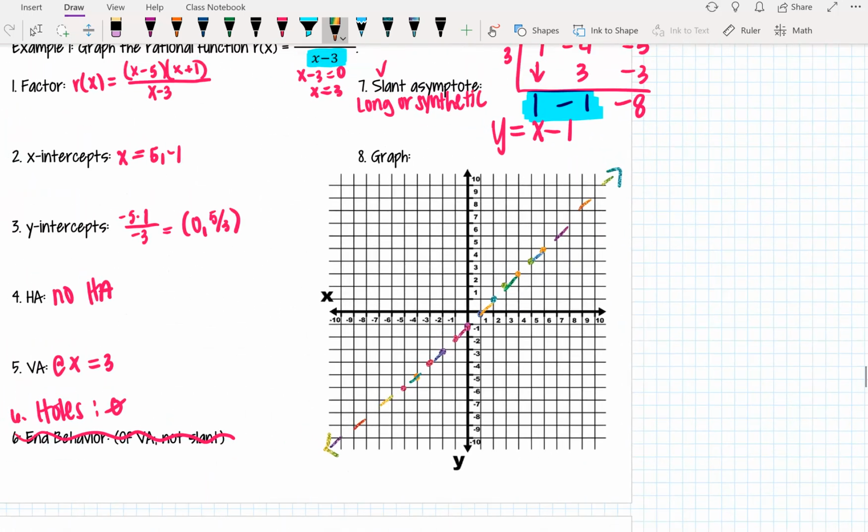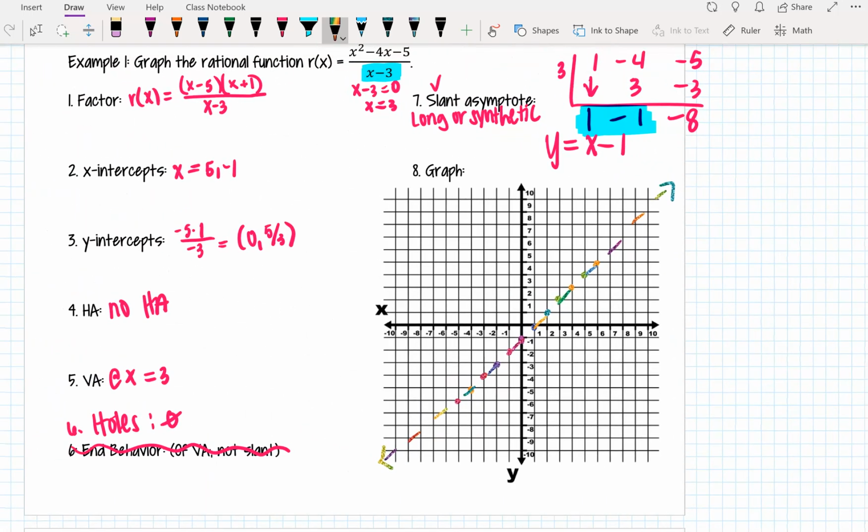We're going to put our other information that we have for our graph in here as well. So we have a vertical asymptote at x equals 3, so we're going to put our dotted line down there. We have zeros, x-intercepts at a +5 and -1. Okay. And we have a y-intercept at a +5 over 3, which is really close to 2, so we'll just put it right there. I just made it big so you could see it.